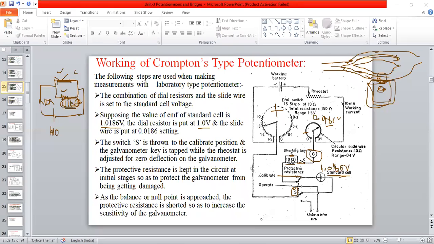So once this switch is closed, no current will flow through this 10 kilo ohm. Current will not flow here. Directly all the current will flow through here only. 10 kilo ohm. So it is a closed path now.